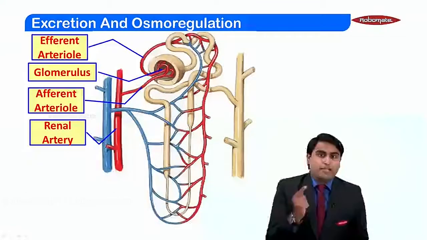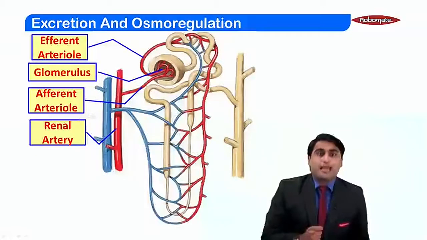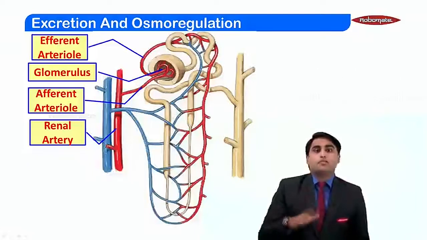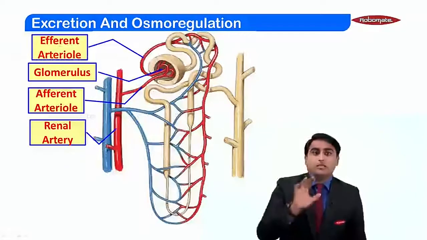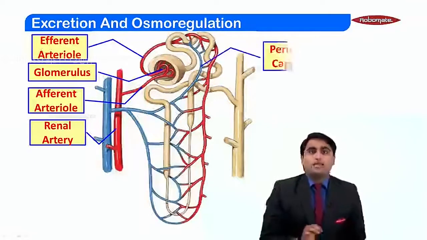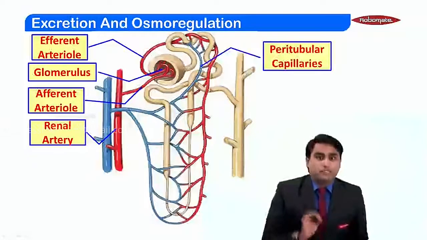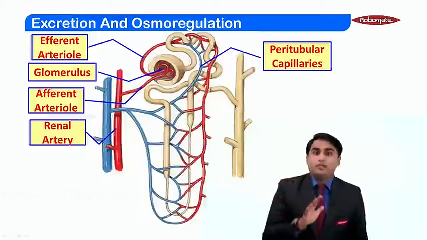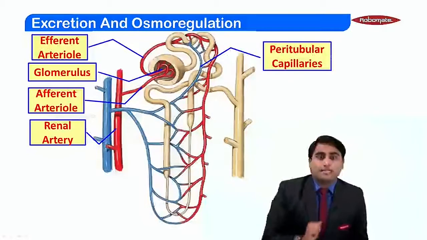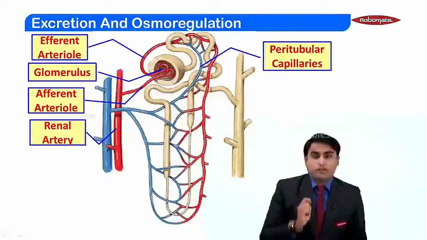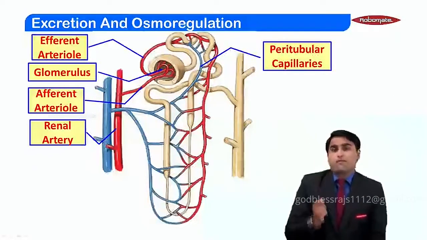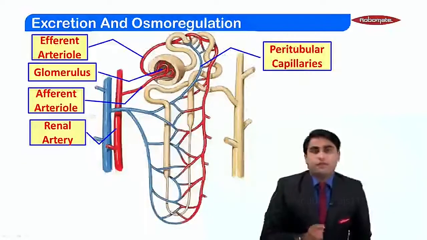The efferent arteriole comes out of the Bowman's capsule and redivides into a capillary network, and this capillary network is superimposed over the nephron. As you can see, a huge network of capillaries superimposed over the nephron is called the peritubular capillaries. Peri meaning periphery and tubular meaning tubule. So all the tubules are surrounded by capillaries, called peritubular capillaries. And mind this, my friends, this is a very important question, that the peritubular capillaries are formed by the division of the efferent arteriole.